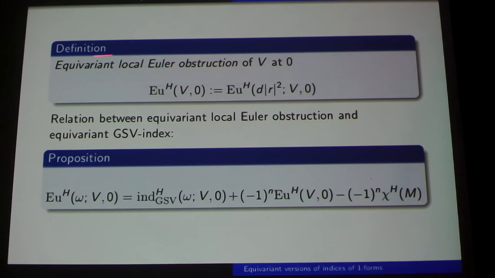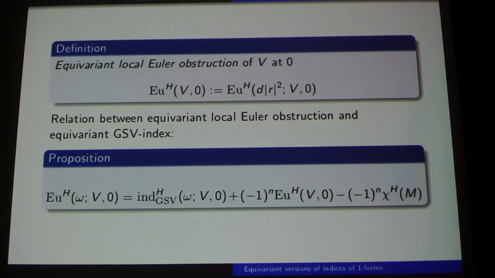And the relation between this equivariant global Euler obstruction and the equivariant GSV index is that the equivariant global Euler obstruction is equal to the H-equivariant GSV index plus minus 1 to the power n, some signs, times the H-equivariant local Euler obstruction of V at 0, minus 1 to the power n times the H-equivariant Euler characteristic of the Milnor fibre. Of course, we are considering the GSV index situation, the situation of an isolated complete intersection singularity. And this formula also generalizes the usual formula without the H.